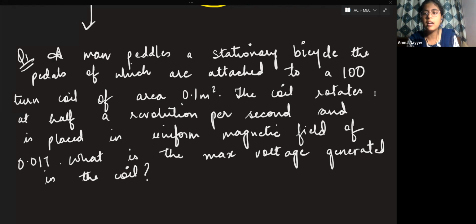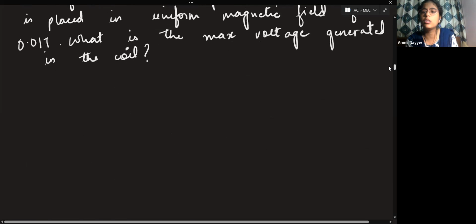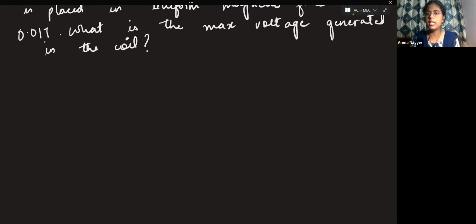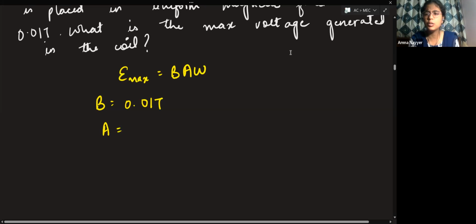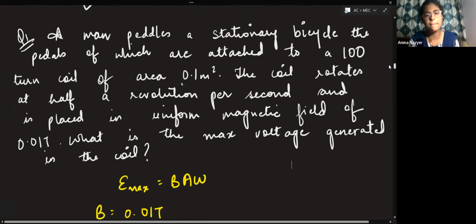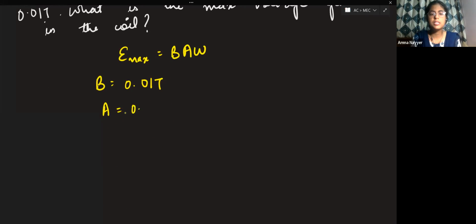In the last class, we discussed that if sine omega t is equal to +1, then the maximum value of EMF will simply be BA omega. Now B is given in the question as 0.01 Tesla. Area was given as 0.1 meter square. Now omega is not clearly given to us.